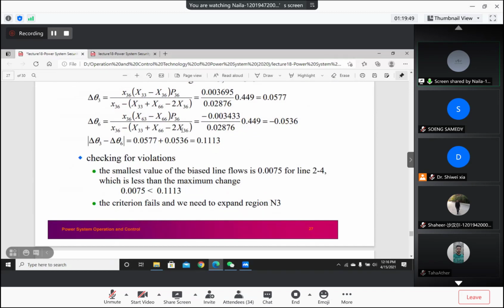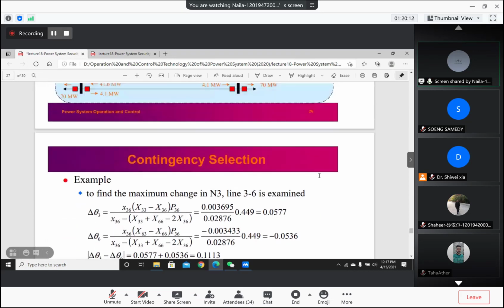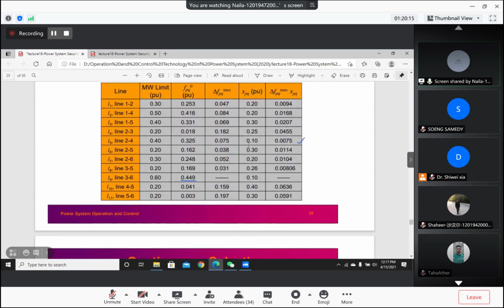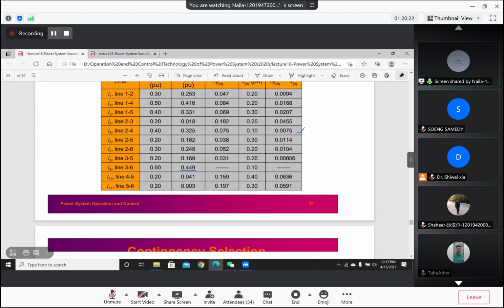Same for theta 6, so we'll get minus 0.0536. And then we'll find their difference, which is 0.1113. Now we'll compare this value, and we'll get the smallest value of maximum flow from the table. Here we have chosen 0.0075, which is the smallest value of maximum change, and this is from line 2 to 4. You can see from this table here. This is the maximum flow on line 2 to 4, and we'll select this value because it is the smallest value.